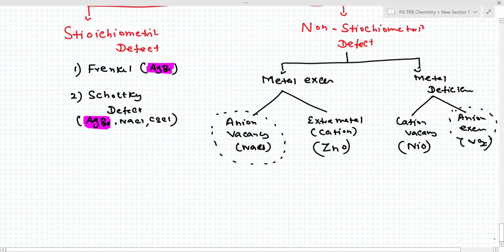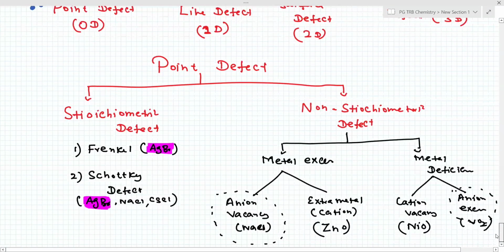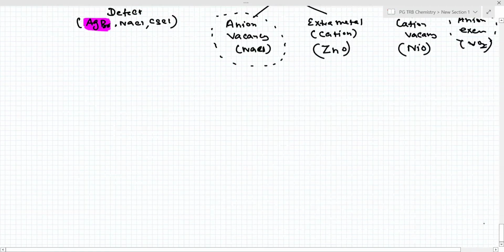Now in general, the third one. First one, the stoichiometry defects. Second, non-stoichiometry defects. Third one, the impurity defects.